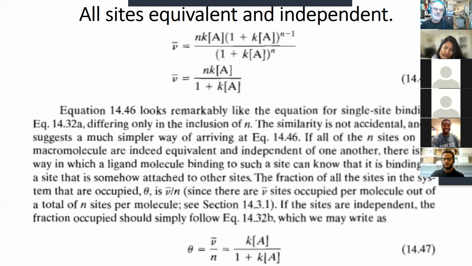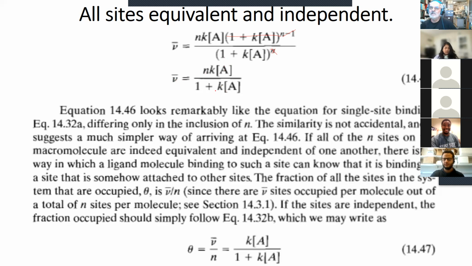And by redefining it, it allows the (1 plus ka) to the n minus 1 to cancel the (1 plus ka) to the n. It leaves behind, so this whole thing at the top cancels, this cancels, and it leaves behind 1 plus ka. So the whole expression then ends up being nu is equal to nk times a over 1 plus ka.